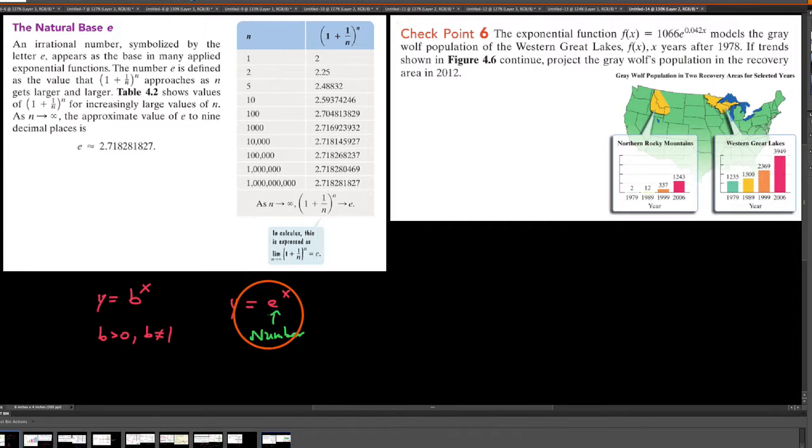And this number is positive and it's not equal to 1. I basically want to share with you in this video that an irrational number symbolized by the letter e appears as the base in many applied exponential functions. Because it does appear, I want you to know that this number exists, and not so much the argument that we have to go through to get it. That is to say, we get this number e by taking the expression (1 plus 1 over n) to the n and letting n be very large.